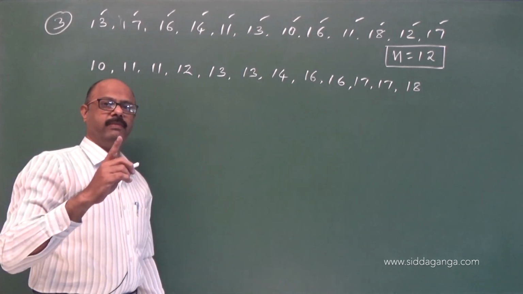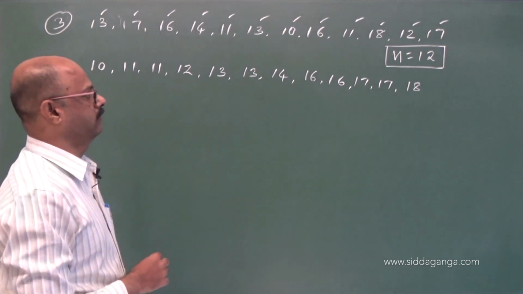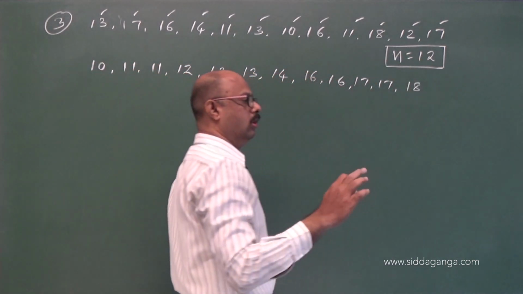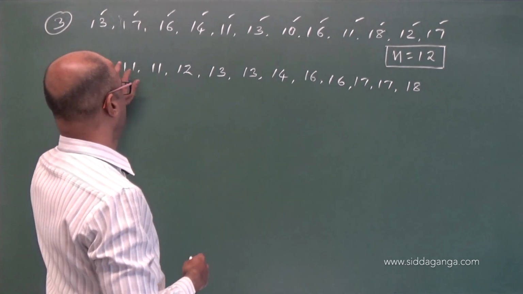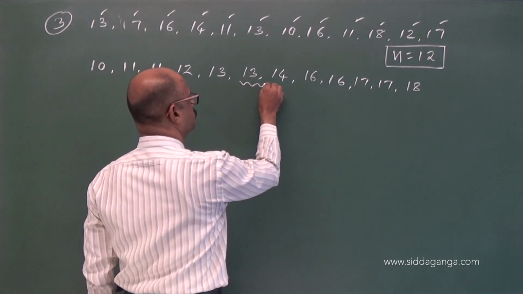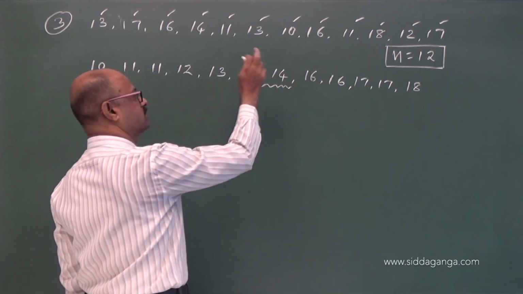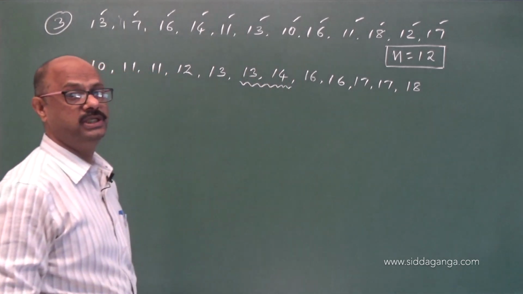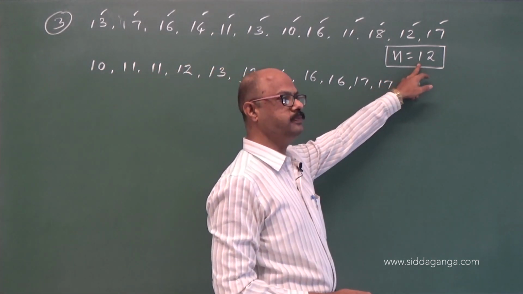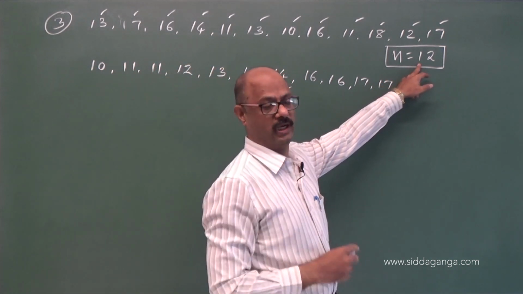Median means the middle term. Middle term means n divided by 2, which is 6. Look at the sixth term: 1, 2, 3, 4, 5, 6. So the sixth term and the seventh term are the middle terms. Whenever n is even, we find two middle terms.